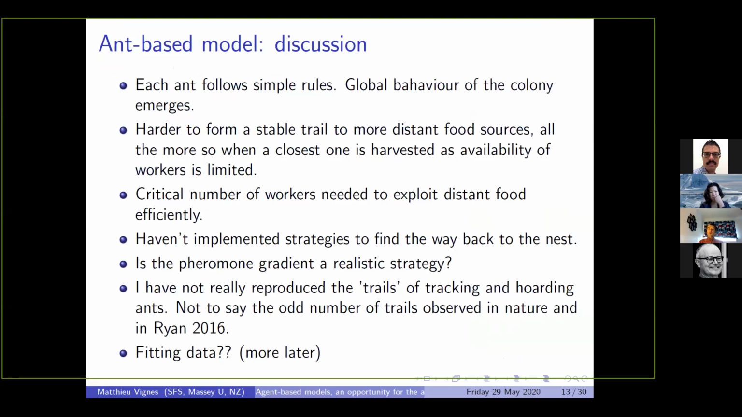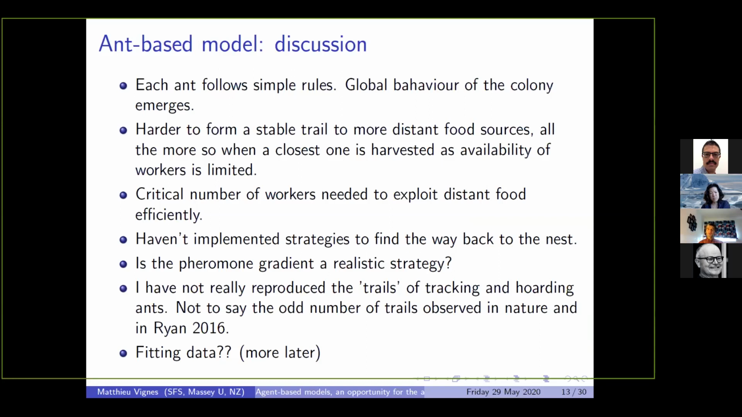I saw that it was hard to form stable trails to more distant sources, all the more that when there is a food source which is close, then the other ones are neglected. And that makes sense, because you have fewer ant workers available to go and gather food that is further away. I also noted, and I didn't show that, that you need a critical number of workers to exploit distant food efficiently. Otherwise, the trail doesn't stick for long enough.